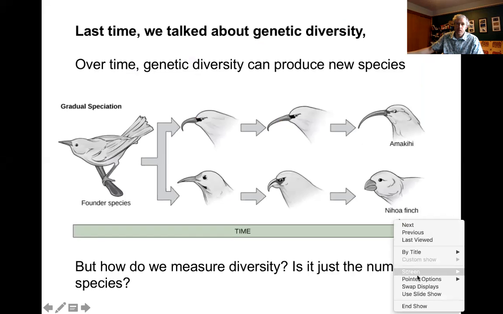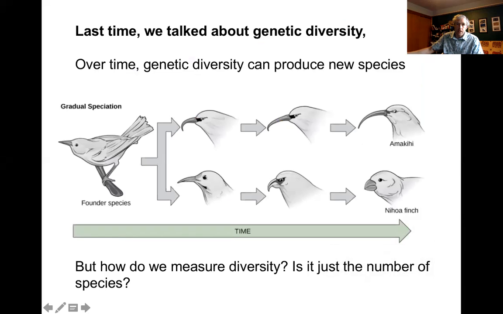In the last class, we talked about genetic diversity almost as a static process. We looked at how you measure the amount of genetic diversity that takes place in the species. But genetic diversity isn't static. Over time, new mutations are occurring inside the genes of species, and as a result, we get this sort of incremental change. And over time, genetic diversity, the divergence of individuals away from their original form, can produce new species.